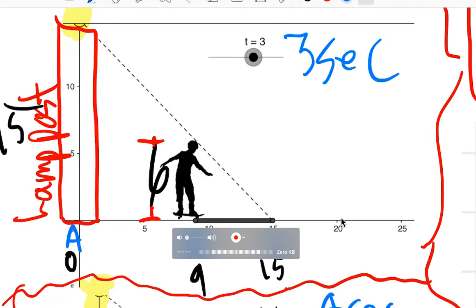Okay, so if we look at this, A is always at 0 feet, right? A is at 0 feet, and in this case, B is at 9 feet, and C is at 15 feet. So that's at 3 seconds.